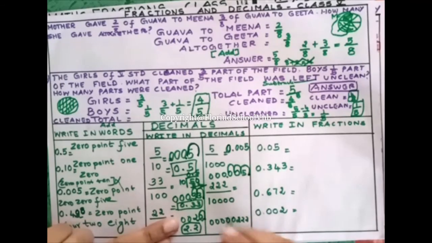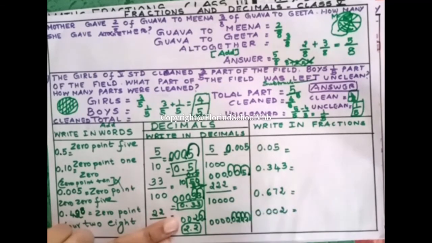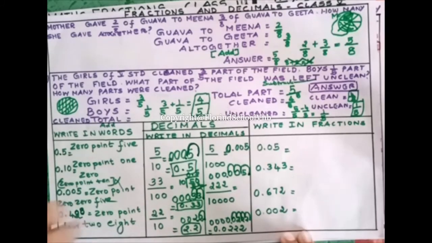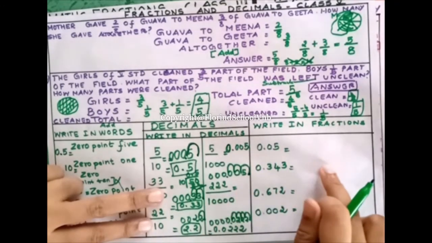Now for 222, write zeros. Okay. Now how many zeros are here? 1 2 3 4. Keep your point. 1 2 3 4. So your answer is equal to 0.0222. Right?